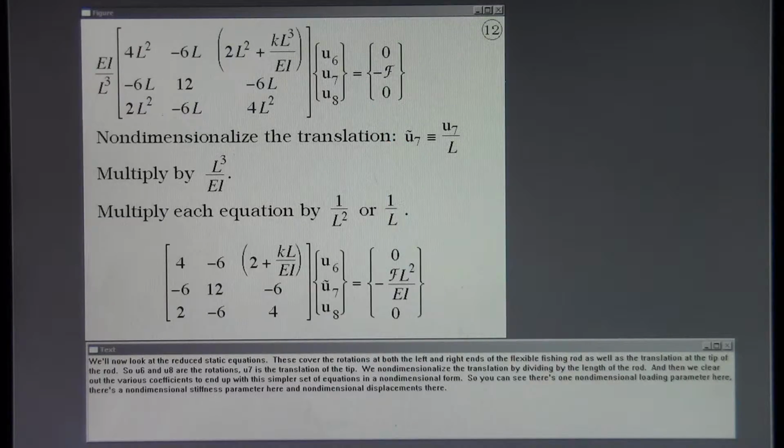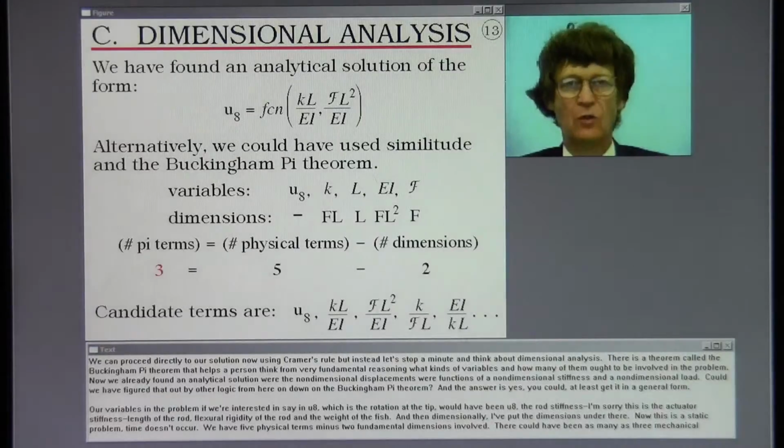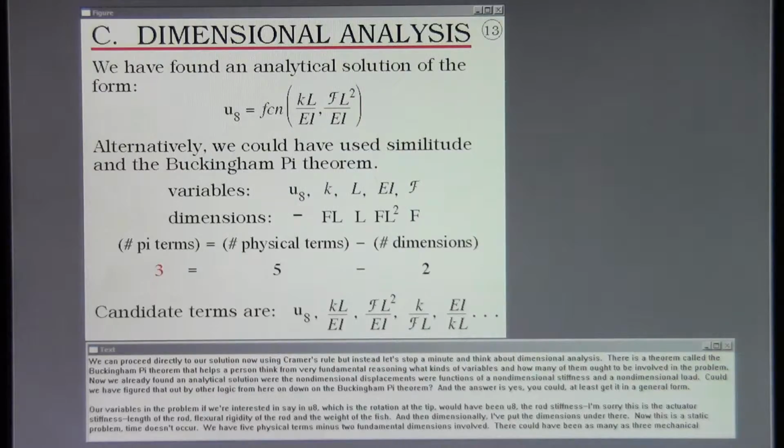We non-dimensionalize the translation by dividing by the length of the rod, and then we clear out the various coefficients to end up with this simpler set of equations in a non-dimensional form. So you can see there's one non-dimensional loading parameter here, there's a non-dimensional stiffness parameter here, and non-dimensional displacements there. We could proceed directly to our solution now using Cramer's rule, but instead let's stop a minute and think about dimensional analysis.